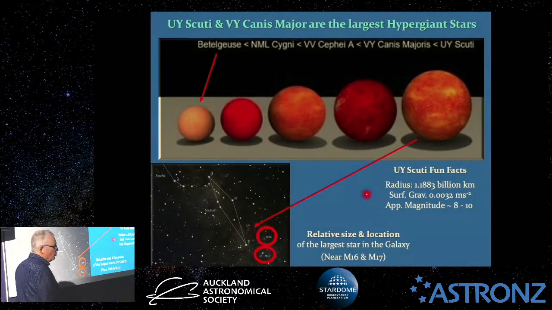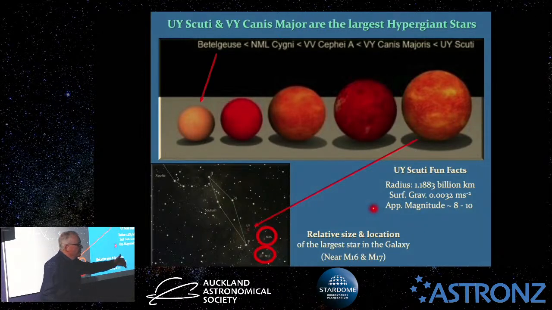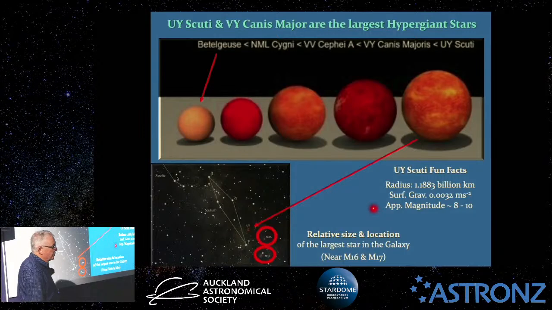Surface gravity. What's holding us on Earth? It's about 9.8 metres per second squared. You're talking 0.0032 metres per second squared. So the surface gravity is next to nothing, very unstable. Its apparent magnitude, and I put that in here, is 8 to 10, and we visually see up to about 6. So that tells you it's not visible with the naked eye, but it's readily achievable with a basic telescope.